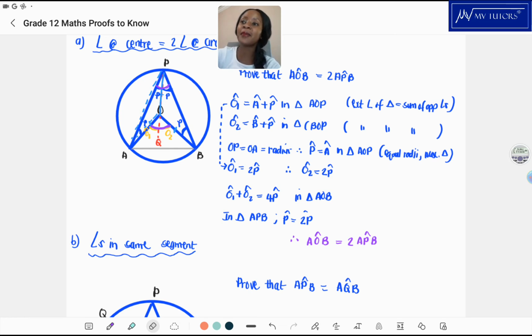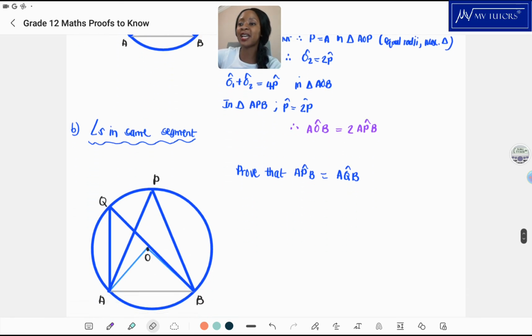So just keep the marker alert as to where you constructed what. I mainly focused on triangle AOP, but the very same would be applicable for triangle BOP. So you could do everything on triangle AOP and say the same is applicable for BOP. So that's the first one.